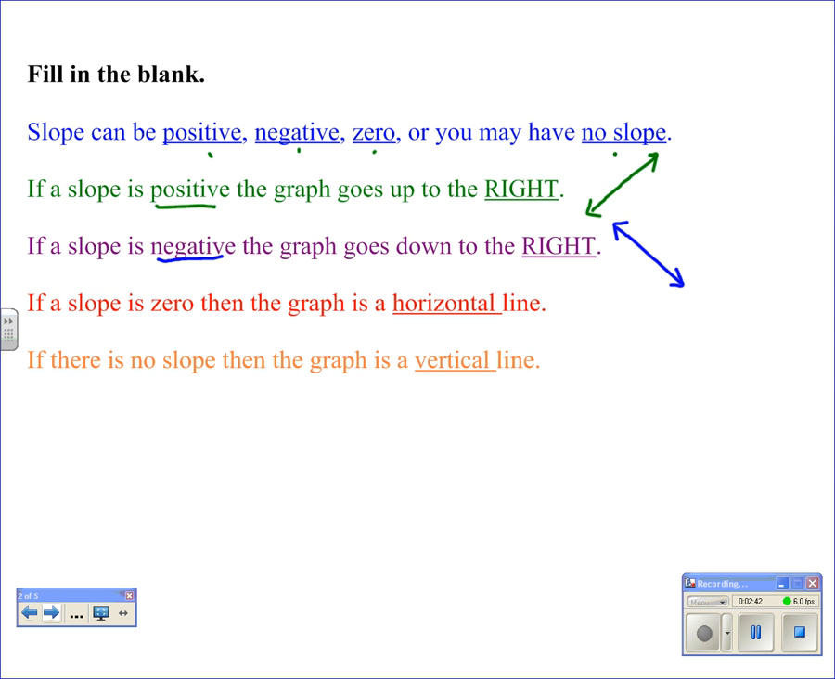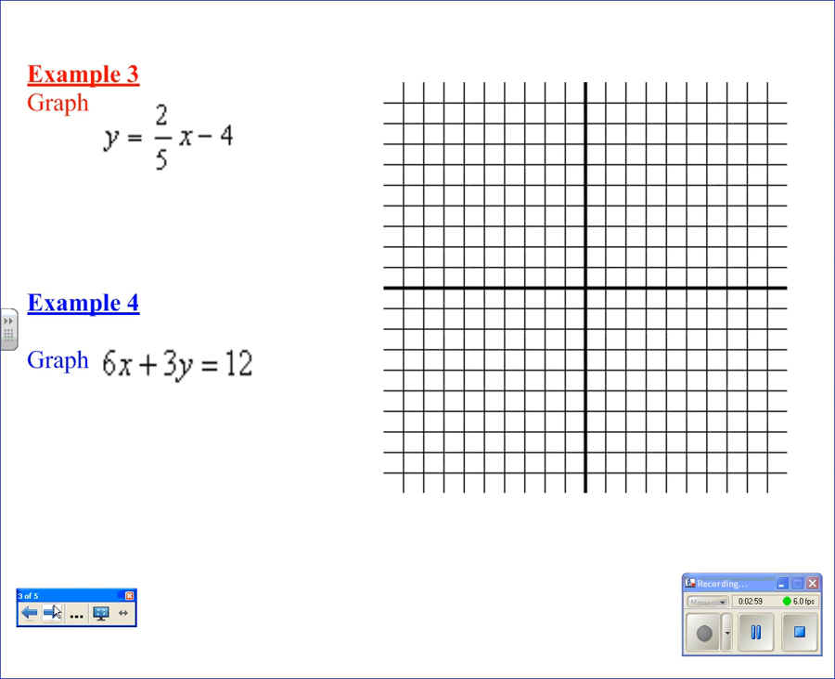If a slope is 0, then the graph is a horizontal line. If there is no slope, then the graph is a vertical line. This leads us to our next example. Example 3, we're going to graph y equals 2/5 x minus 4.